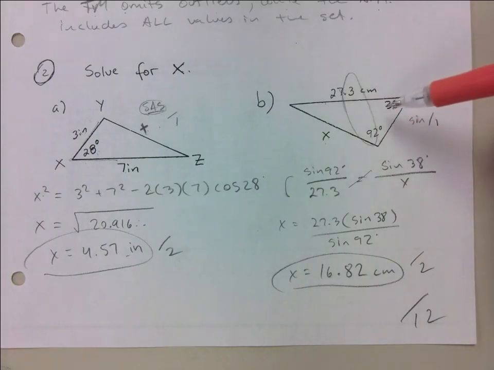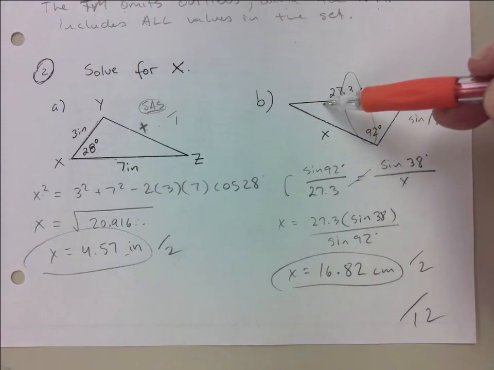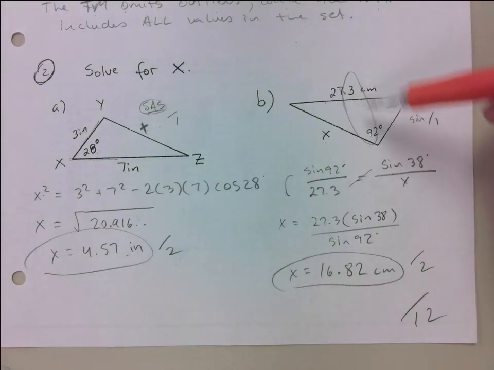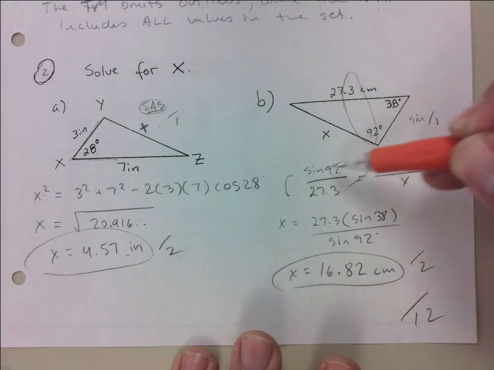Next. This is a sine law situation. Remember, if you've got 2 angles, it is going to be a sine law, because even if you've got 2 angles like these 2 here, you can subtract it from 180 to get the third and then see the pair. So please be mindful of that. But if you have a pair, it's sine law.